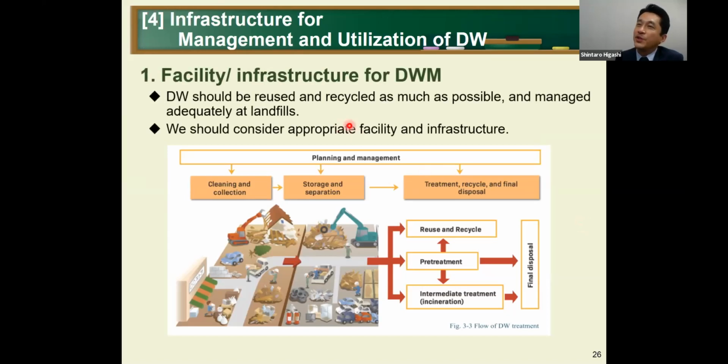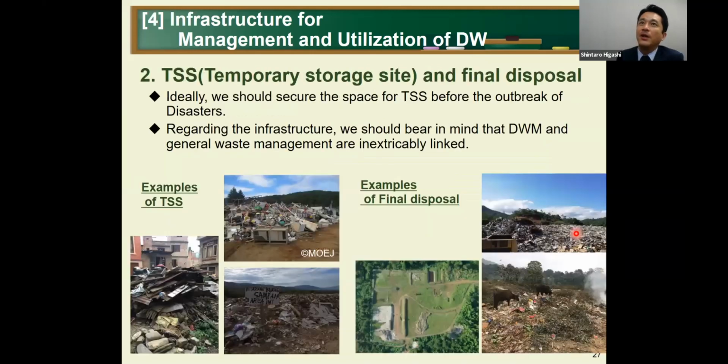Disaster waste should be reused and recycled as much as possible and managed adequately at landfills. And we should consider appropriate facility and infrastructures. This is an image of TSS and the final disposal site. Ideally, we should secure the space for a temporary storage site before the outbreak of disasters. And regarding the infrastructure, we should bear in mind that disaster waste management and the general waste management are inextricably linked.